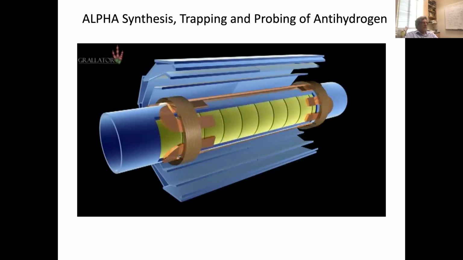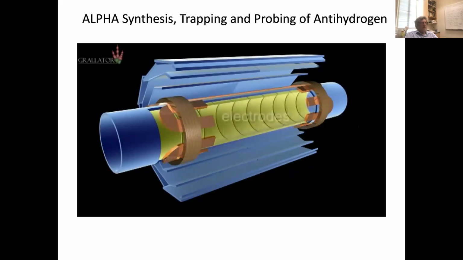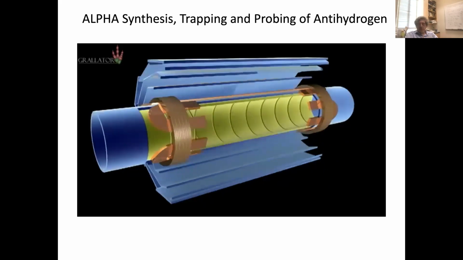So now we look inside. Inside are a bunch of electrodes. Those are those cylinders that you see. And those cylinders are used to take the positrons and antiprotons and control them.